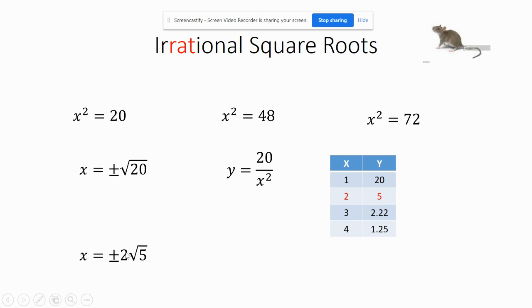Because think about it, 2 squared is 4, and 4 times 5 is 20. That's what this 20 divided by x squared is doing, saying what number when squared will go into this evenly, and I can look at my table to help find my answer very quickly. So, doing the factoring tree.